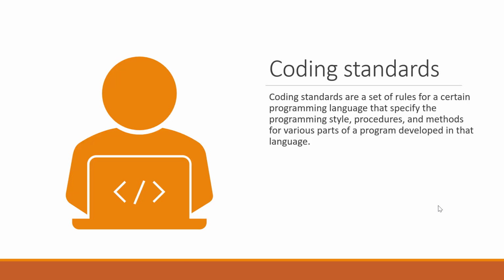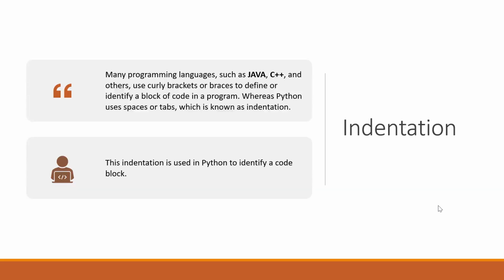Now let's discuss certain coding standards. The very first thing is related to indentation. Indentation is a very crucial part of Python, because if you do not properly indent the Python code, we will get an indentation error and the code will not work. Moreover, indentation in Python refers to a practice of indenting words, spaces, or lines in a document to follow a certain styling convention. Many programming languages such as Java, C, C++ use curly brackets to identify blocks of code in a program. Python uses spaces or tabs, which is also known as indentation.